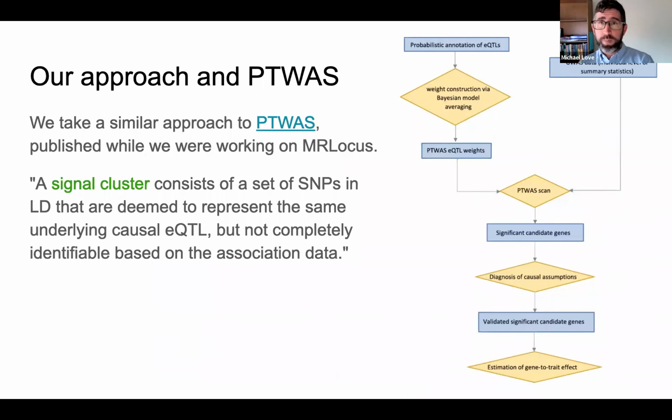There's another method I want to highlight that came out recently, while we were working on MRLocus, before we'd put our paper up, and it's called PTWAS. And it did go in a similar direction to what we were hoping to. So we highlighted it and we compared to it in our paper. And instead of coming up with new terminology, we just adopted a lot of the terminology from that paper. So we refer to a signal cluster as a set of SNPs in LD that are deemed to represent the same underlying causal eQTL, but it's not necessarily identifiable based on the association data. So we definitely compared to this one and other methods in the space.